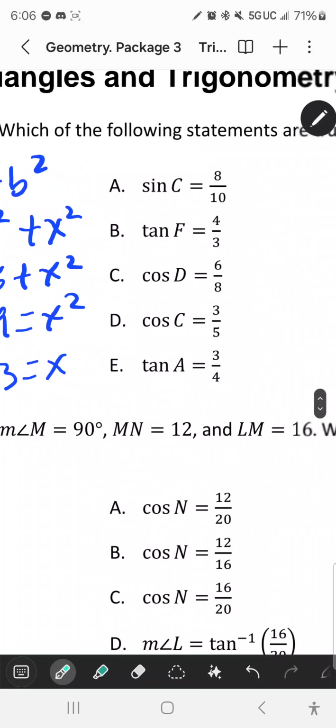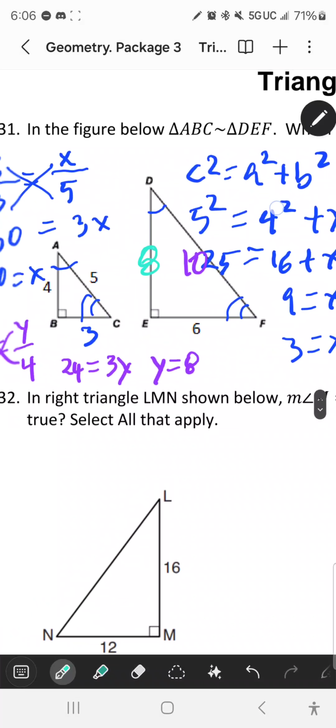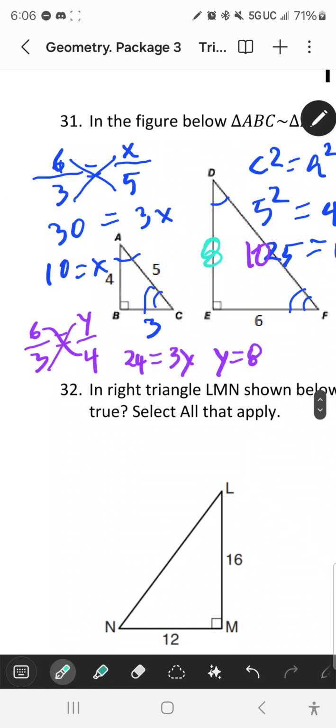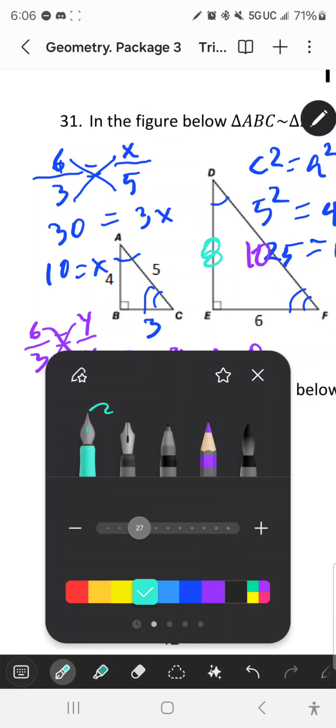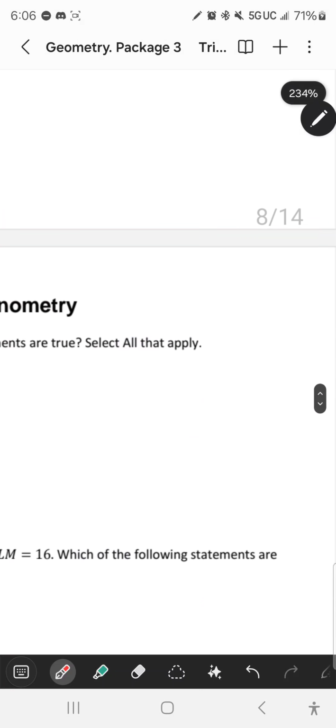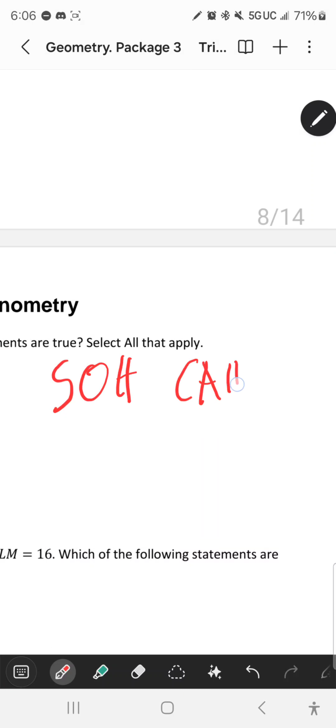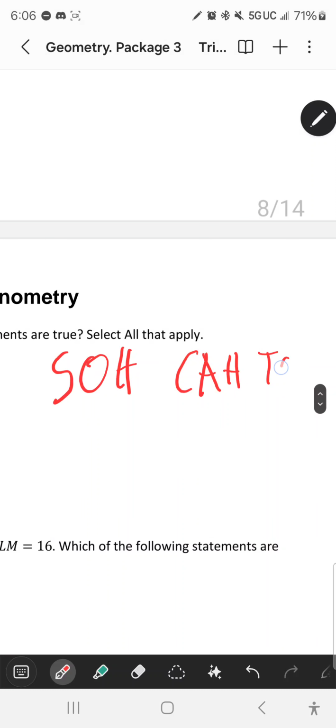Now, it's telling me sine of C is 8 over 10. First of all, let's see, this is C. And now for sine, let me use this color. So this is C. Now, I need you to remember this. I think I said it before in a video. Like, so, ka, toa.